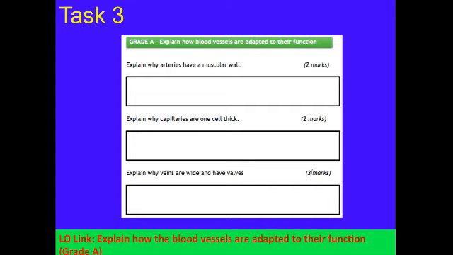Okay, so when you've done this, you need to save the sheet as your name and email it back to me so that I can check you've understood.